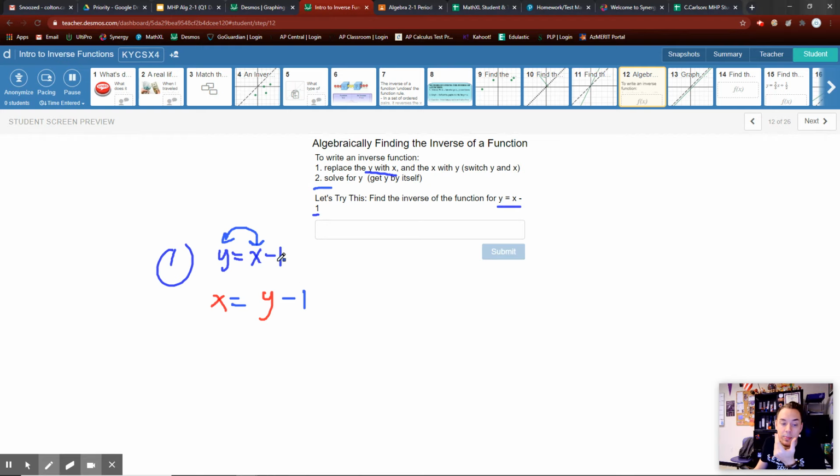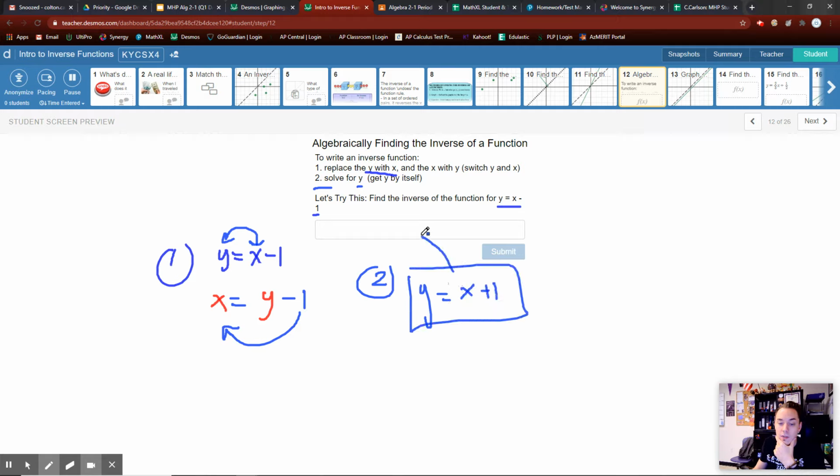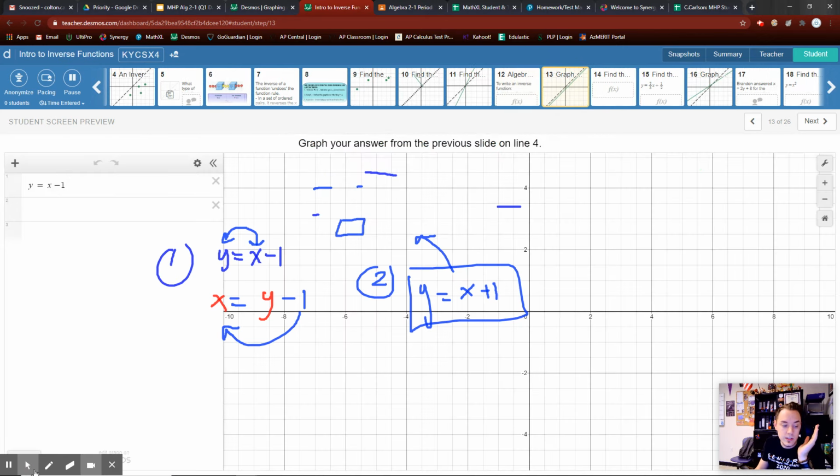Now my second step is to solve for y. How do I get y by itself? Of course, I add the 1. So that means I get y equals x plus 1. This is my inverse that you'll be putting right here in this little box. Okay? That wasn't too hard, right? That wasn't too difficult. We can go to a little more complicated ones, though. So let's go to this one.